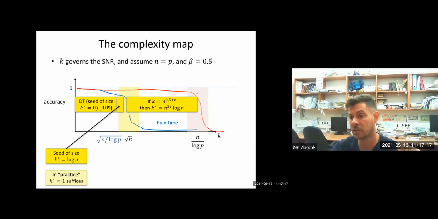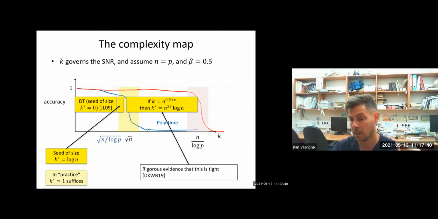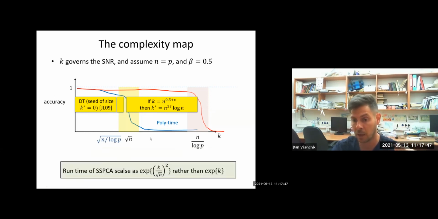Now, the interesting part in this work, as we said, is what happens in the low SNR regime. So low SNR, we can parameterize it by k equals n to the half plus some epsilon. And then if you go back to the formula that I showed in the previous slide, the scaling of the seed is n to the 2 epsilon times log n. And again, probably this is tight, you cannot do better, which means that the running time scales exponentially with this, right?